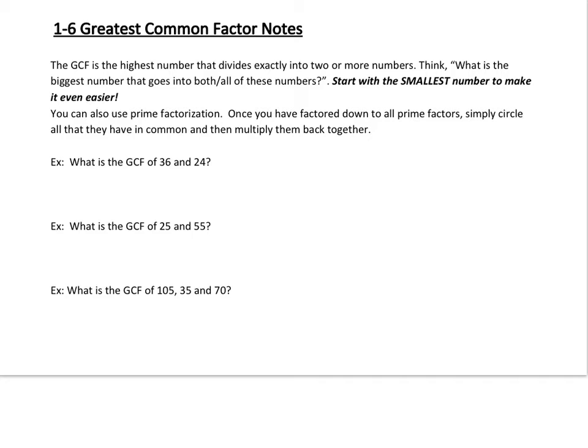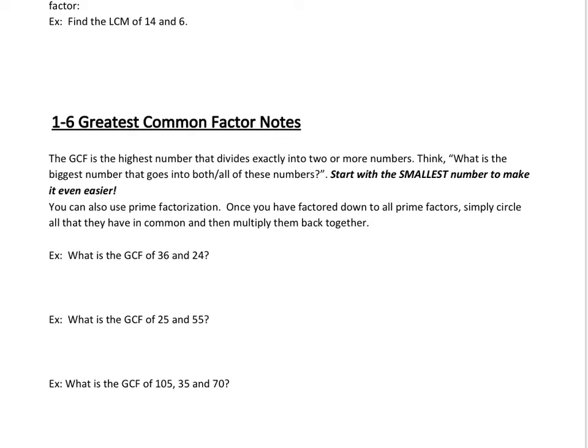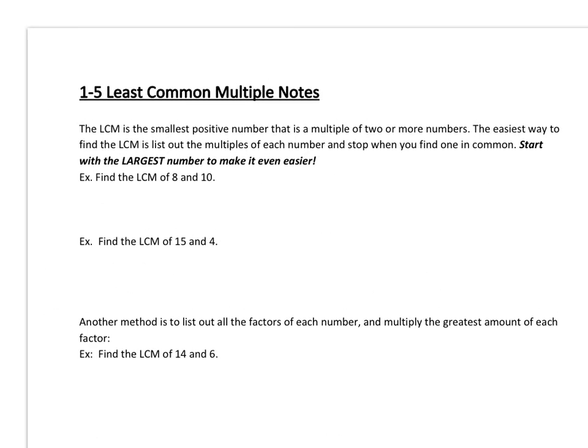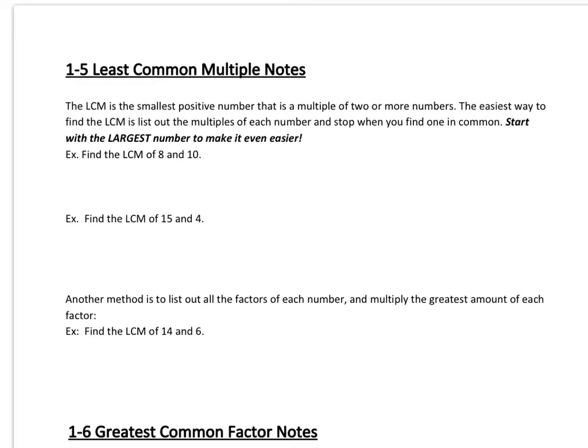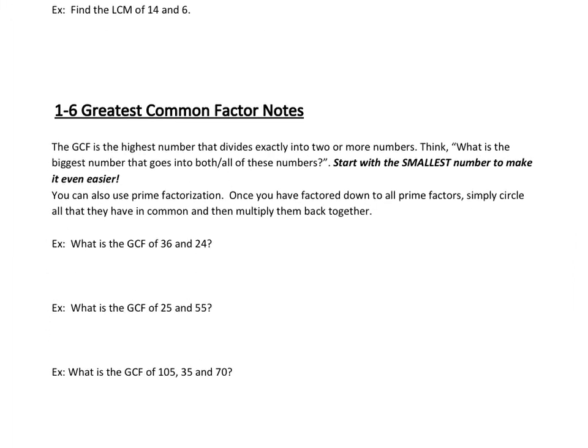Okay, and we are at 1-6, greatest common factor. And this is the last set of notes for Unit 1 already. Can you believe it? Only on your second full week of school. So, we talked about least common multiple, which was the smallest number that all of your numbers can go into.